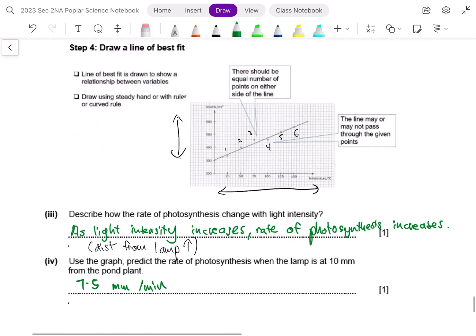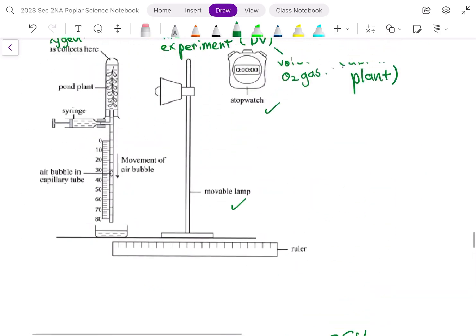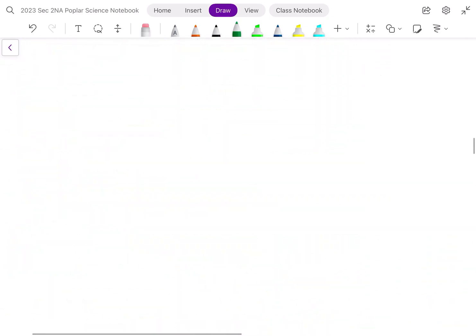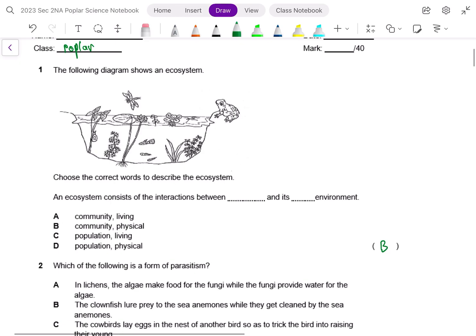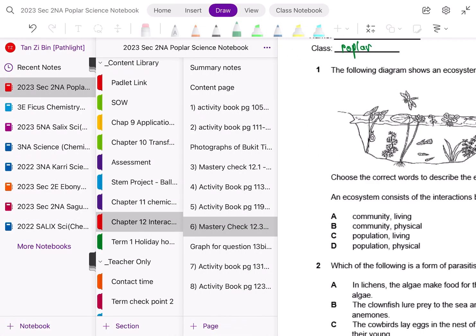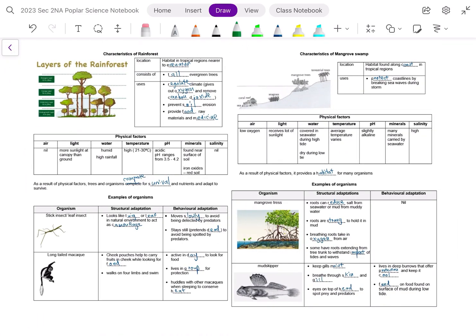Alright, okay, then once we are done with this, we can look at the MCQ. Okay, right, okay, very quickly the MCQ. Okay, so the following diagram shows an ecosystem. So choose the correct words to describe the ecosystem. So ecosystem consists of interactions between the community and physical environment. This one is straight out of the definition, okay, what's an ecosystem?